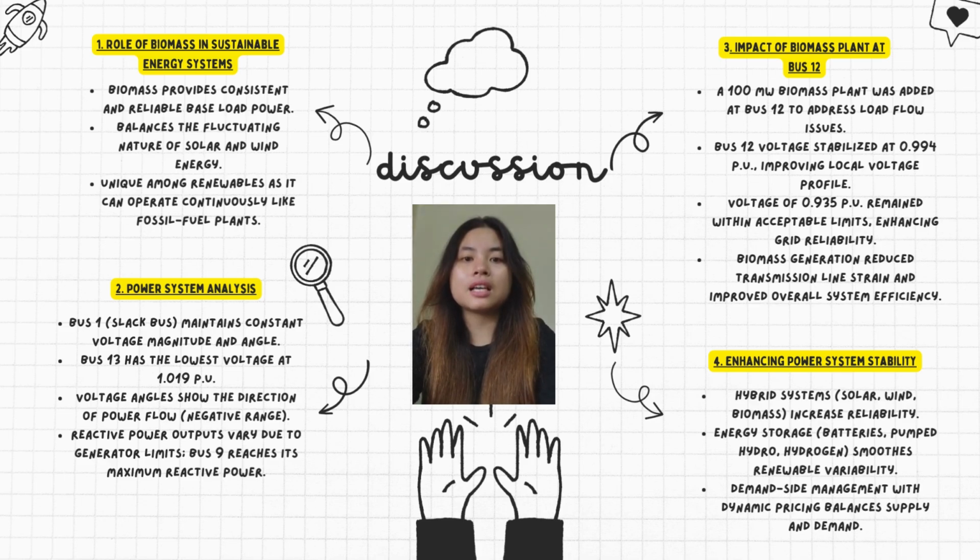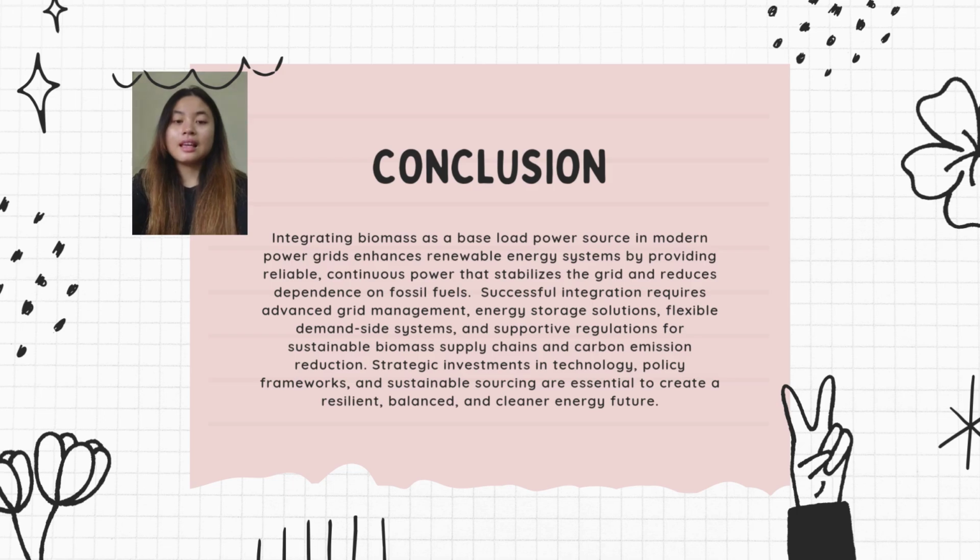Lastly, enhancing power system stability. Hybrid systems such as solar, wind, and biomass will increase reliability, and energy storage such as batteries, pumped hydro, and hydrogen will smooth renewable variability. Last but not least, we move to the conclusion part.